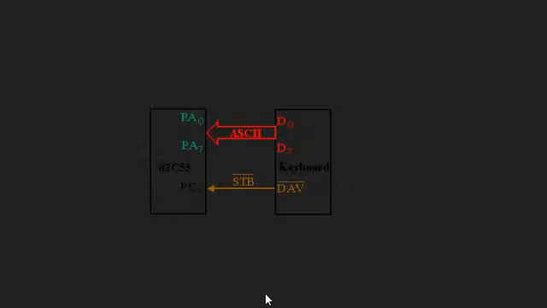This is a simple diagram. Another thing to know: ACK is for acknowledgement, and OBF is for output buffer full.